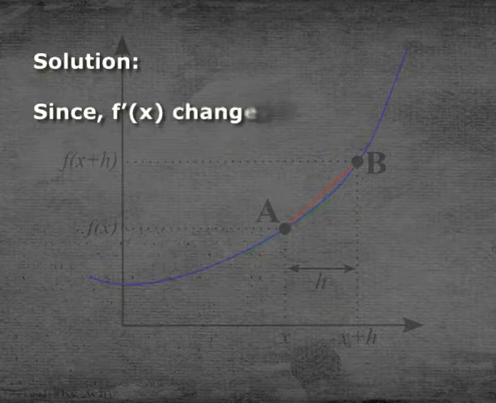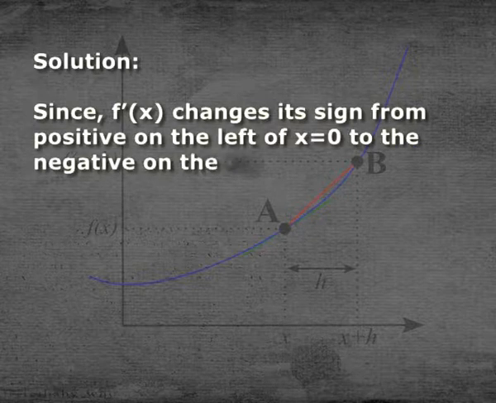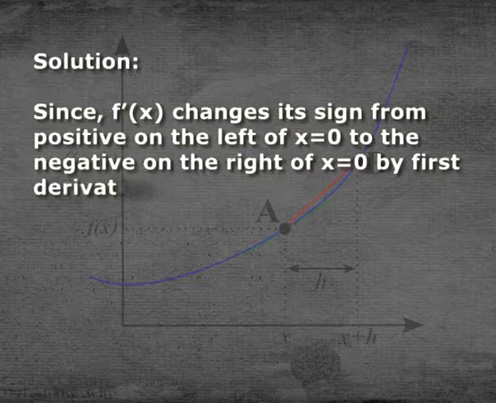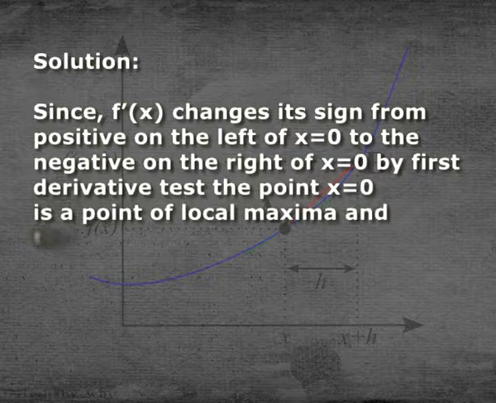Since f dash x changes its sign from positive on the left of x equals 0 to negative on the right of x equals 0, by the first derivative test, the point x equals 0 is a point of local maxima.